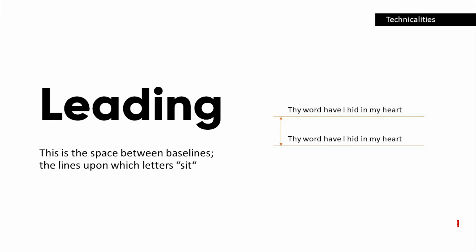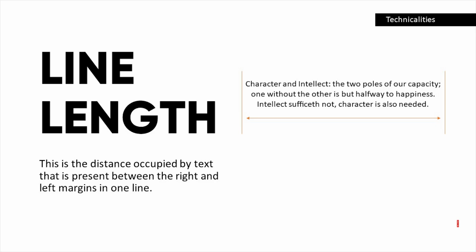So what is leading? Now leading, this is the space between the baselines upon which letters sit. That is the space between lines of text. That is your leading. The other thing we have is called line length. This is the distance occupied by text that is present between the right and the left margin on one line. So the length your text takes is called your line length.